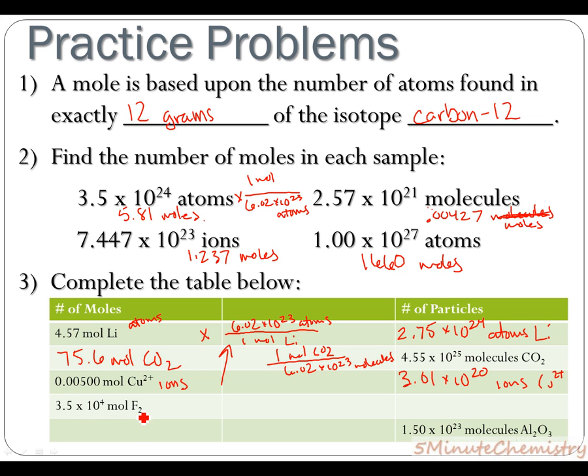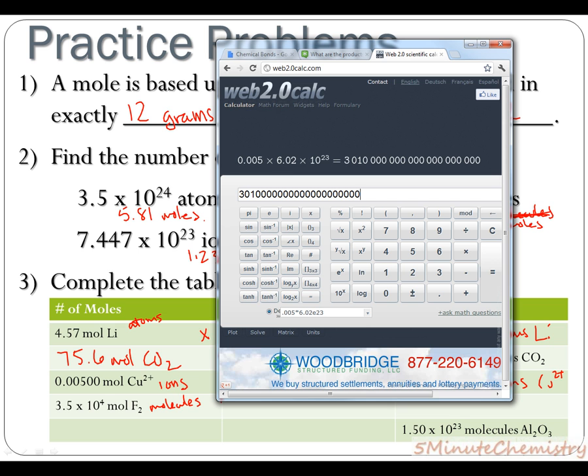Now I have moles of F2. So F2, since there's more than one atom together, they're not atoms, they're not ions. This would be molecules we're talking about. We're going to use the same conversion that we did before, the 6.02 on top. So we do the math as 3.5 times 10 to the 4th. And we want to multiply by Avogadro's number again. So that would be our 6.02 times 10 to the 23rd.